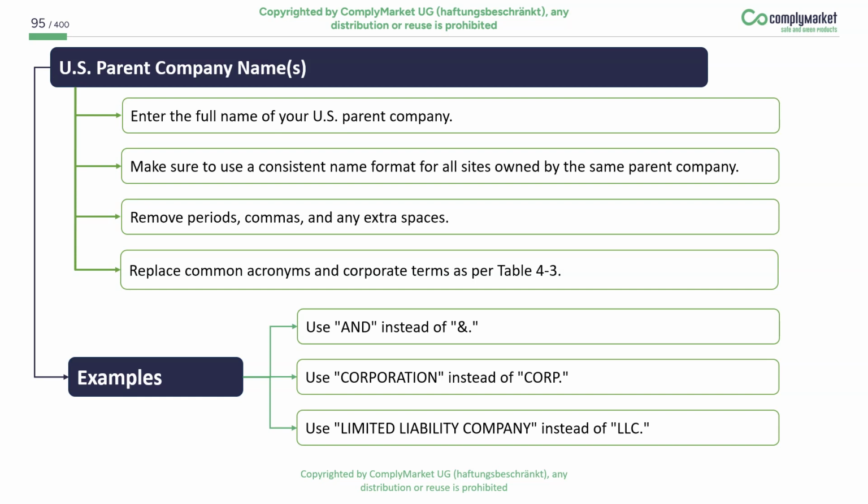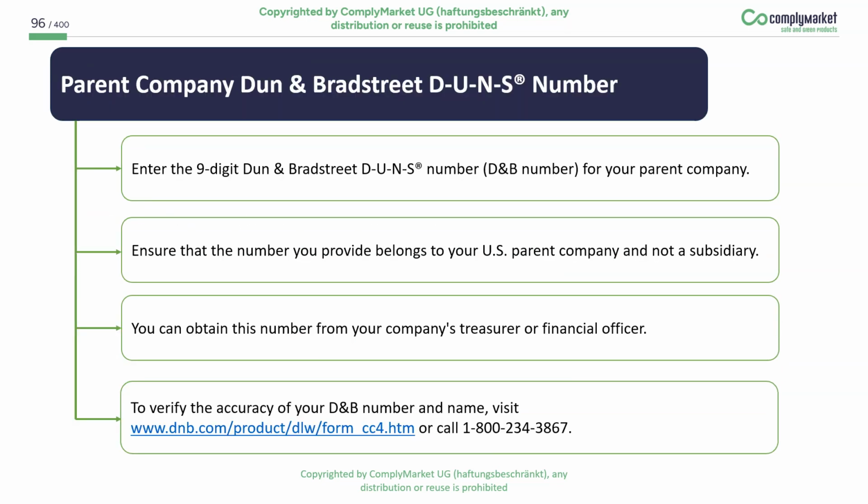So you have to provide the U.S. parent company name. Enter the full name of the U.S. parent company, and remove various commas and extra spaces. Replace common acronyms: use "and" instead of the ampersand sign, "Corporation" instead of "Corp.", and "Limited Liability Company" instead of "LLC". You need the 9 digits of the DUNS number of the parent company, and the number must belong to a U.S. parent company and not a subsidiary.